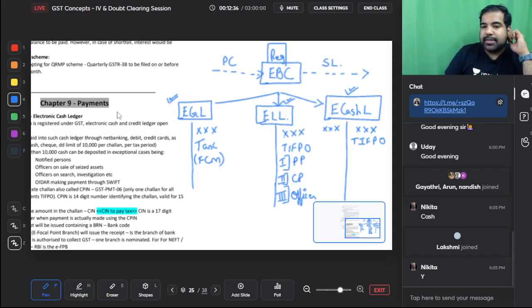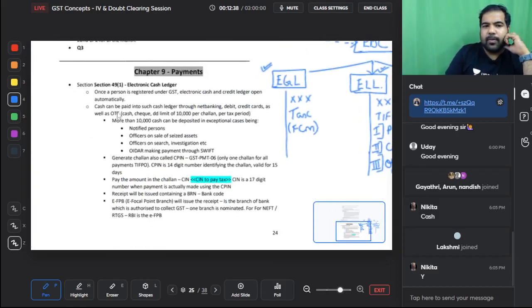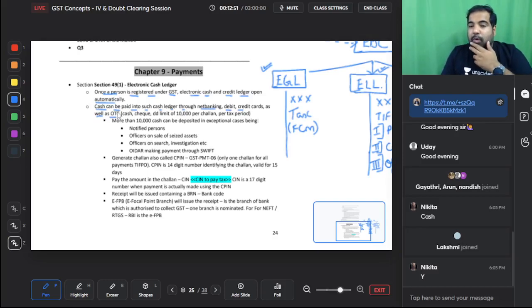The first one is the cash ledger. Once a person is registered in GST, the electronic cash ledger opens automatically. Cash can be paid into such cash ledger using net banking, debit, credit cards, as well as over the counter. What is over the counter? Guys, you pay cash, you deposit a check, or you give a DD, that is over the counter. But for that, the government has kept a limit of 10,000 per month per challan.